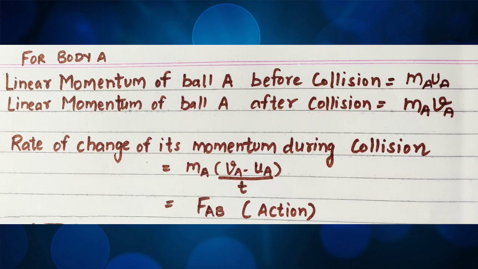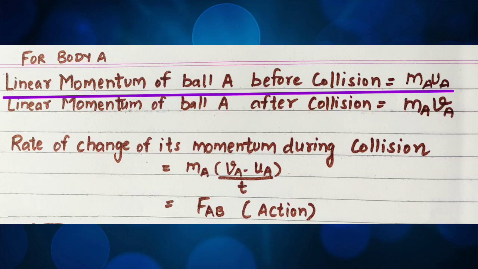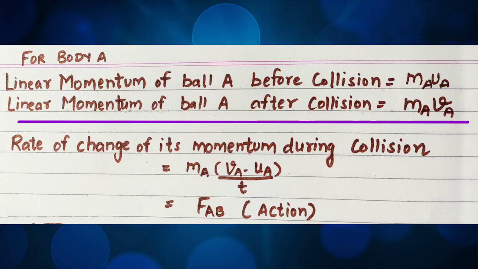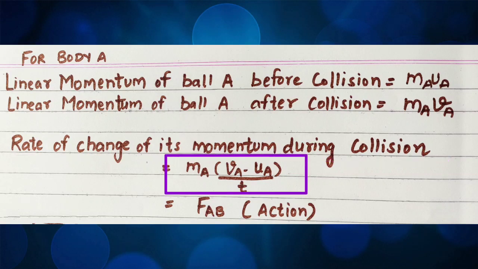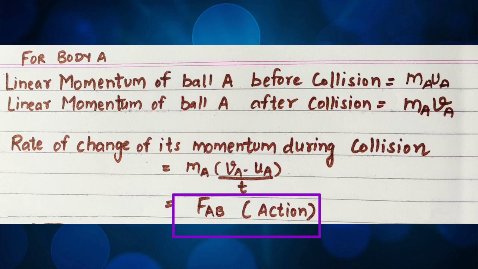Now my dear students, it will be very easy for you to understand this derivation. For body A, linear momentum of ball A before collision is equal to mAuA, and linear momentum of ball A after collision is equal to mAvA. And rate of change of its momentum during collision is equal to mA(vA minus uA) upon t, that is equal to F of AB. This is according to Newton's second law of motion.